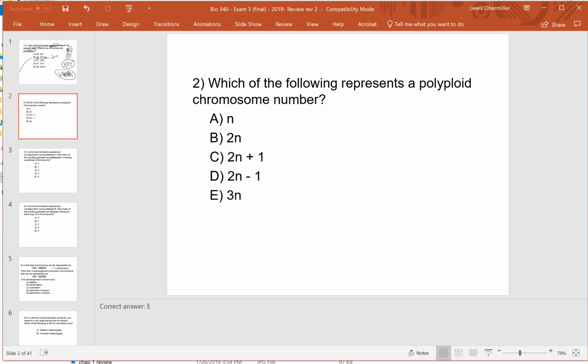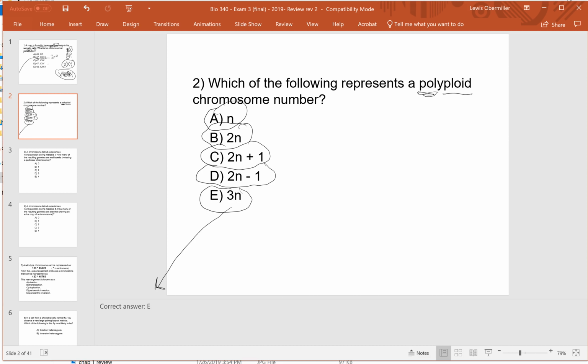Which represent a polyploid chromosome number. So remember, poly is many, ploidy is a whole set of chromosomes. So this is haploid, this is diploid, this is aneuploid, and that's +1, and this is aneuploid, and that's -1, and this is triploid. So the correct answer is E.